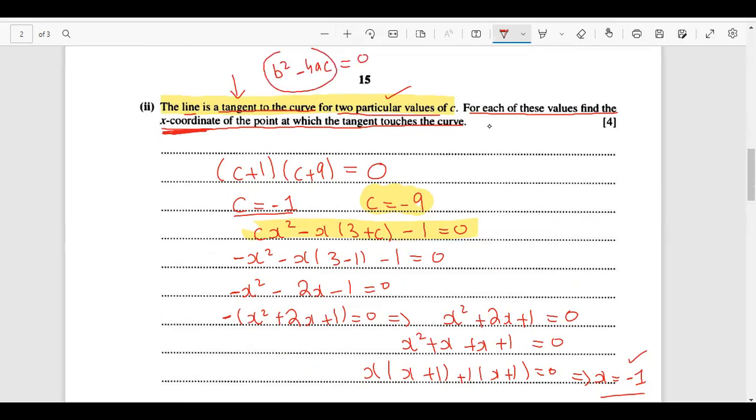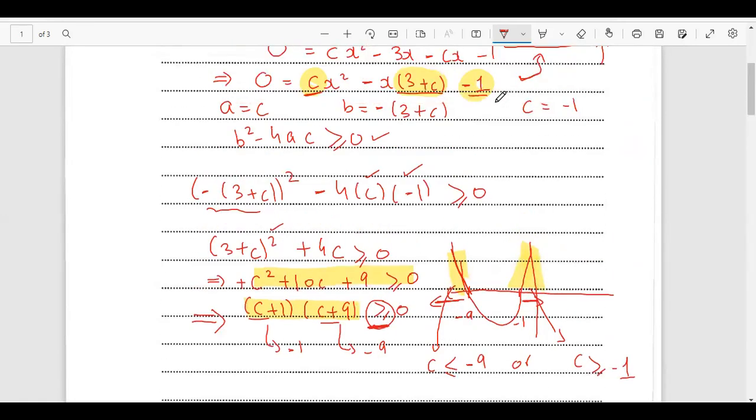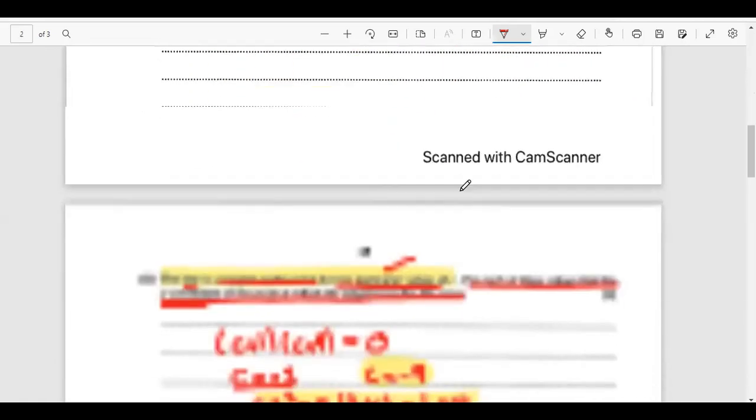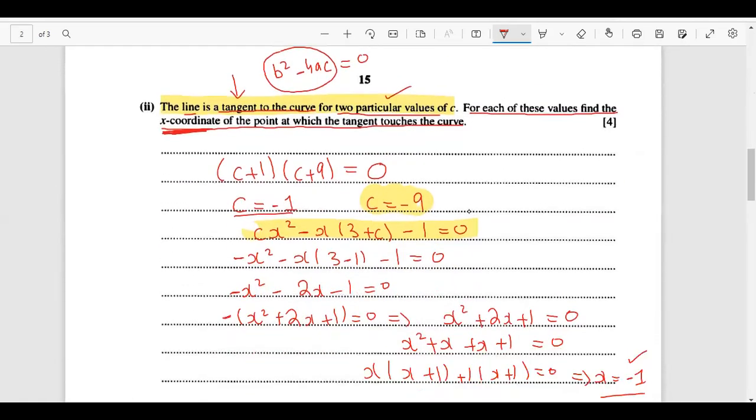You are not supposed to find the discriminant again. We already had the discriminant. This was the discriminant. We simplified, and this is what we got. So the examiner would be completely fine if you're using that thing again. Okay. Now it would be equal to 0. This would mean c is minus 1, c is minus 9. So these were the two particular values of c.